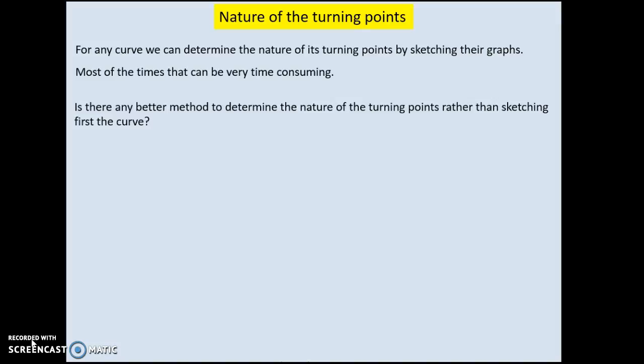So the question is whether there is a better method of finding the nature of the turning points, and that would be the second differentiation. The second differentiation is given with these symbols and just means differentiate the original graph twice.